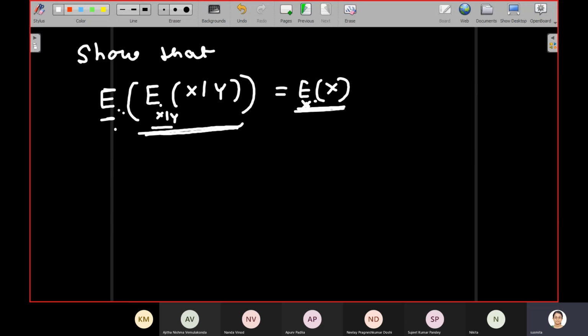Is the question clear to you? Do you understand what you need to prove? Yes or no? Did you follow whatever we discussed regarding conditional densities and conditional PDF and CDF? Yes, ma'am. If you do not understand, ask me, okay? Do not keep quiet, because if you do not understand, even if questions are asked, you will not be able to answer anything.